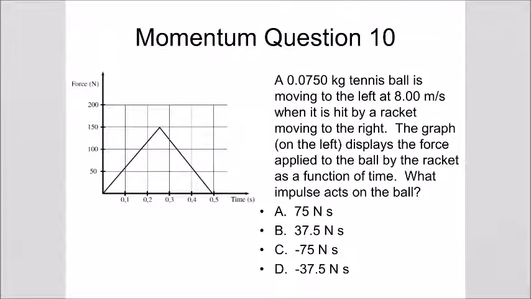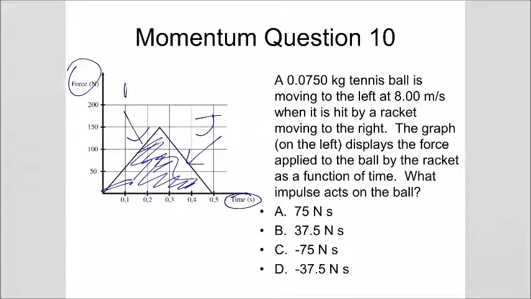Alright, so here's problem 10. So this time we have a tennis ball, 0.0750 kilograms, moving to the left at 8 meters per second. It's hit by a racket, which is moving toward the right. The graph on the left displays the force applied to the ball by the racket as a function of time. What impulse acts on the ball? So this is a force-time graph. We know that the area under this curve is equal to impulse, or change in momentum. So we just need to find the area under the curve.